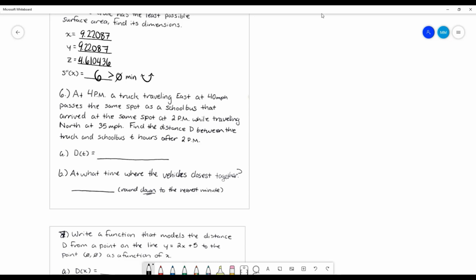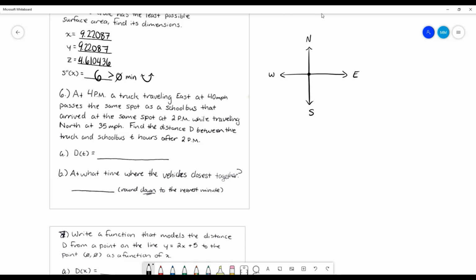Okay, so I'm going to go ahead and kind of draw this out on a, not a grid, I suppose, but a little compass almost. North, south, east, west. We're going to say that this is the spot that they arrived at.